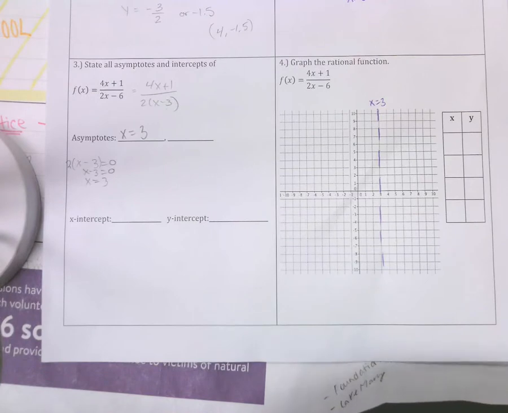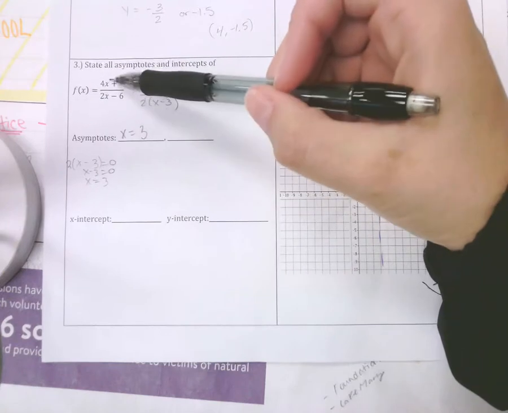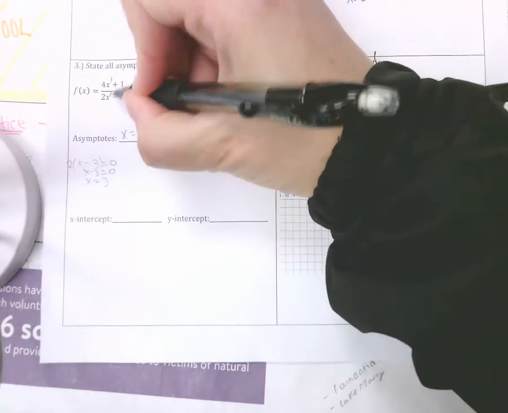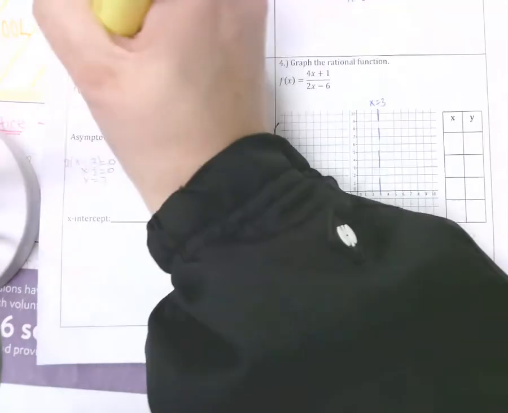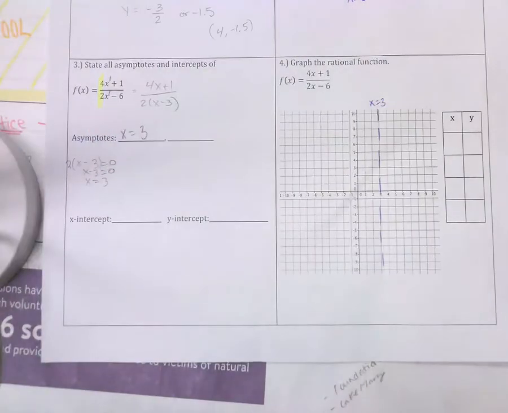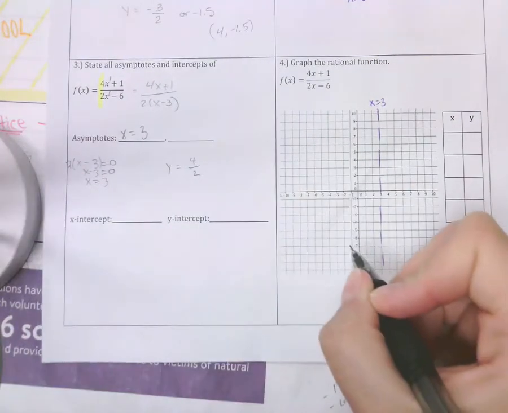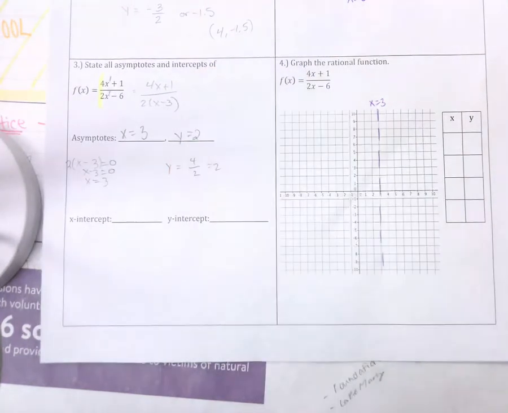Now the other asymptote that you would have, if you have a vertical asymptote, you're either going to have a horizontal asymptote or a slant asymptote. You will have a horizontal asymptote if the degrees are the same or if the degree of the denominator is greater than the degree of the numerator. So in this case, the degrees are the same. Okay? So if the degree of the denominator is the same as the degree of the numerator, then you take the coefficients and divide them. So that would be 4 divided by 2. What's 4 divided by 2? Okay, so you have a horizontal asymptote at y equals 2.